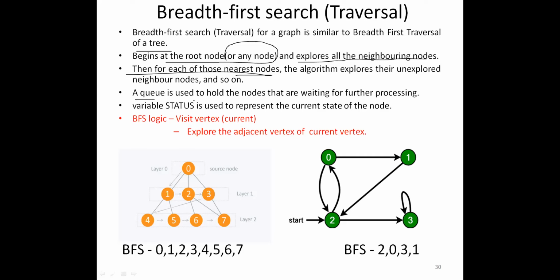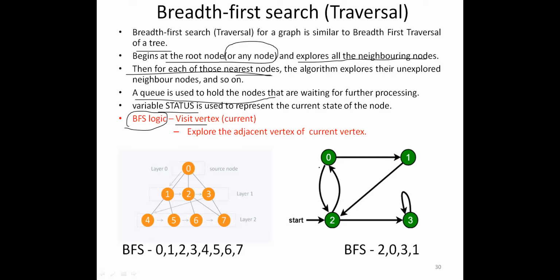Here a queue is used to hold the nodes that are waiting. So the auxiliary data structure used for BFS is the queue. A variable status is used to know the current state of the node. So what is the BFS logic? Visit any vertex, then start exploring the adjacent vertices of the current node. That is the meaning here.